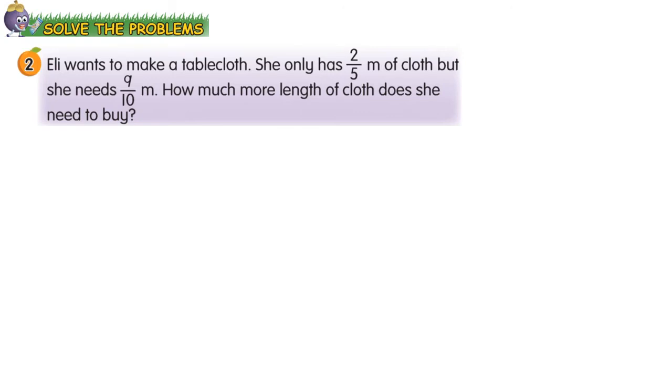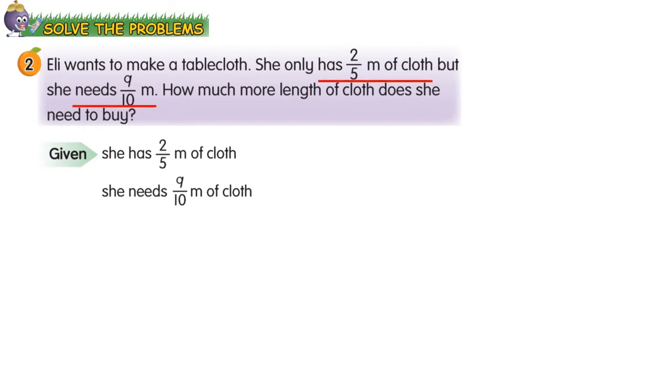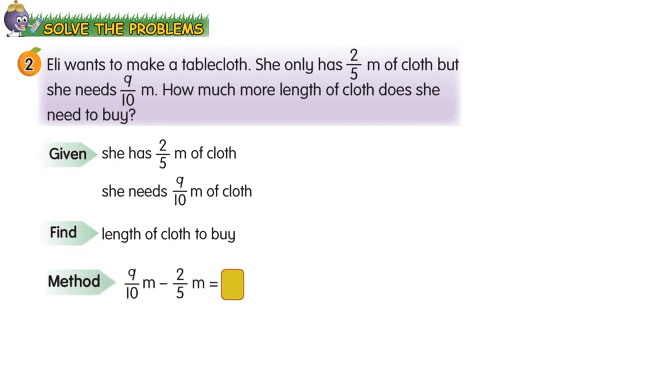Again, to answer these questions, you need the steps. The first step is what is given in the questions. In the question, she has 2/5 meter of cloth, and she needs 9/10 meter of cloth. And then what to find? From this question, we want to find the length of cloth to buy. The method we have to use is minus. You have to do subtraction. So 9/10 meter minus 2/5 meter. Again, this is a fraction question.